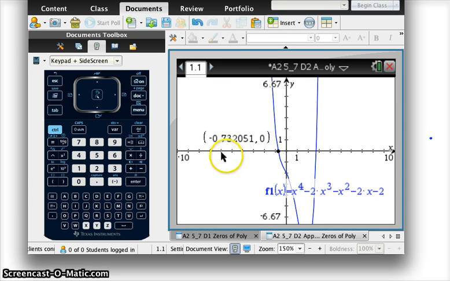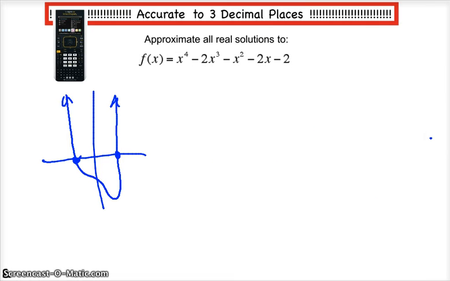So it looks like -0.732 is one of my zeros. So accurate to 3 decimal places, negative 0.732 looks to be one of my zeros. Let's go find the other one.